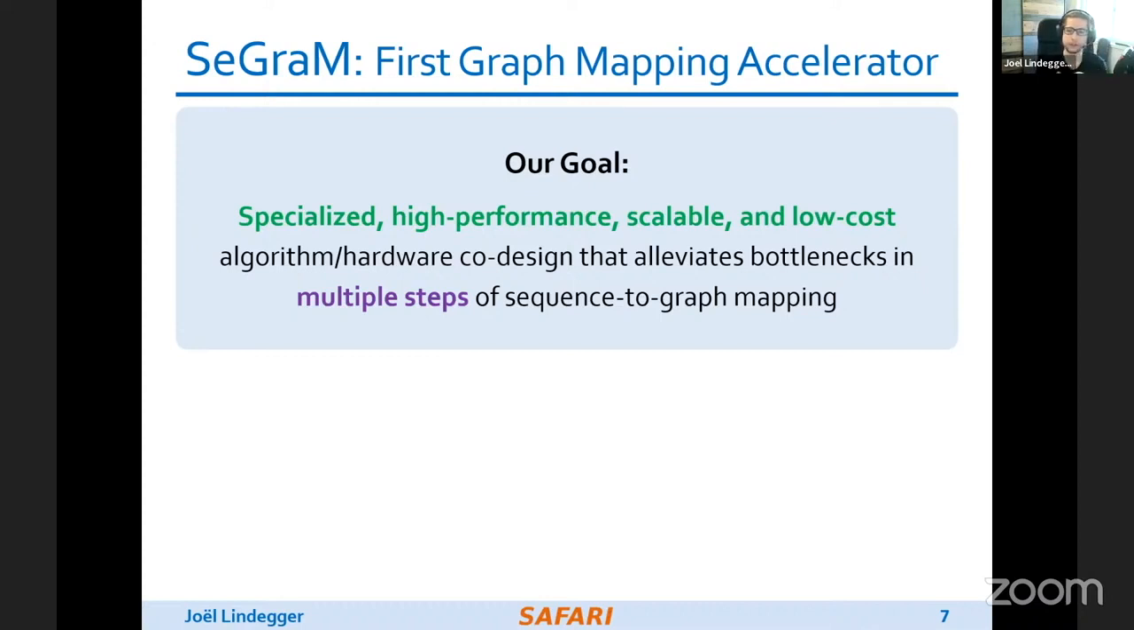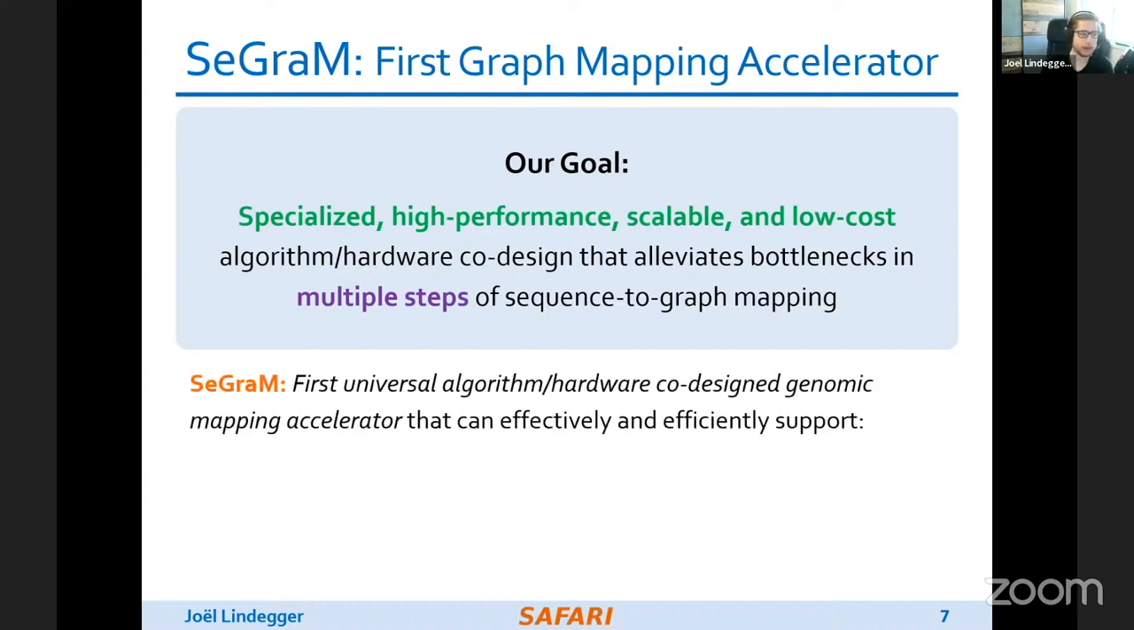So just to contrast this again to the works we looked at last week in Genome and Scrooge, those focused on pairwise sequence alignment in the extension step in the read mapping pipeline. This work tries to do full read mapping. That's why we're saying multiple steps here. It accelerates both seeding and pairwise sequence alignment.